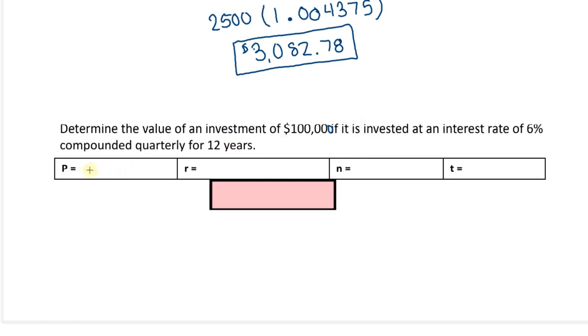So our initial amount, 100,000. Our rate, 6%. Change it to a decimal, 0.06. N, how many times it's compounded. So here we have quarterly. And think of how many quarters are in a year. So 4. So there's 4 quarters in a year. And the number of years would be 12.